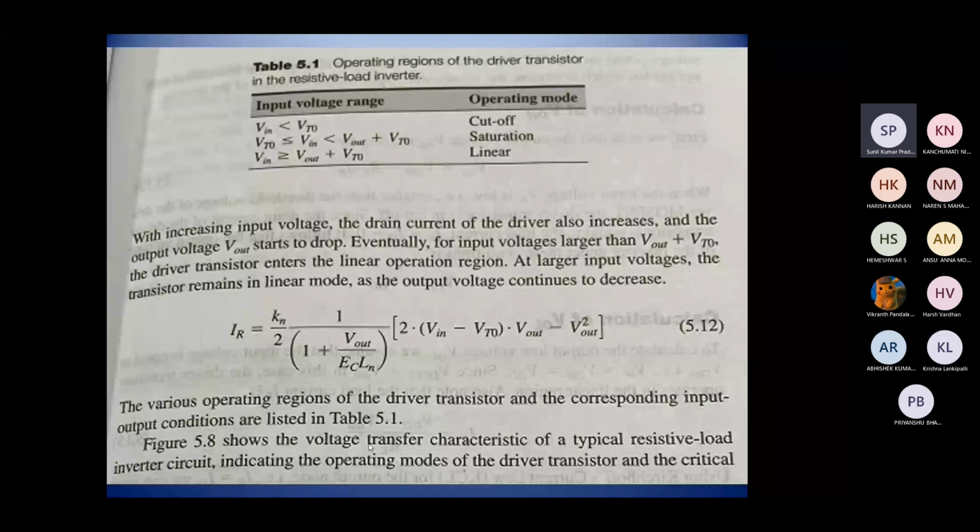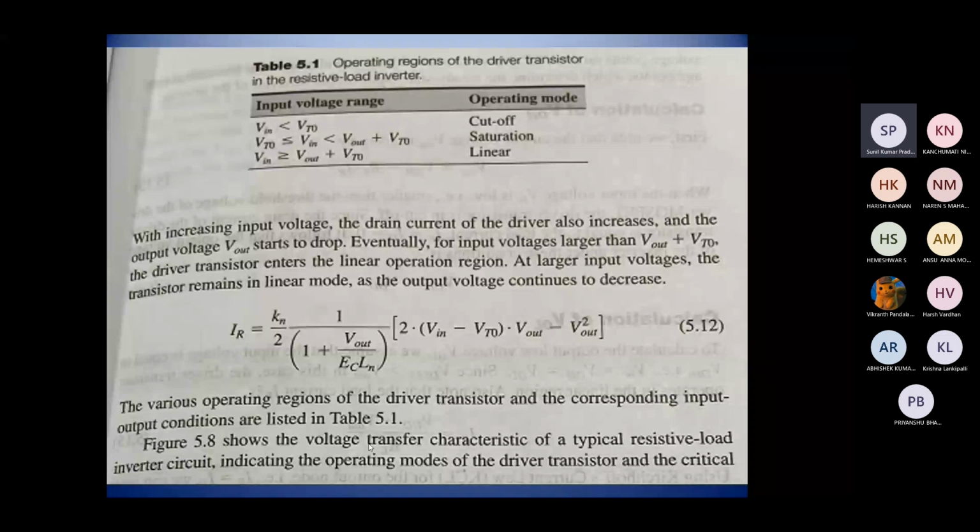Now, this is very important. When we consider the operation region of the driver transistor in the resistive load inverter, we need to take into consideration the operating region, because that determines what operating mode our transistor is in.